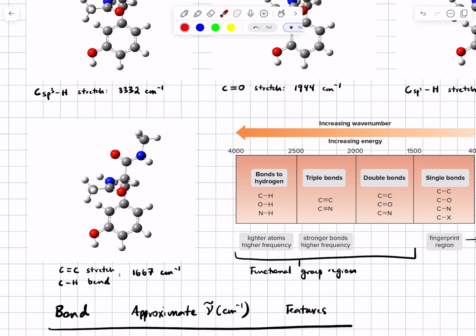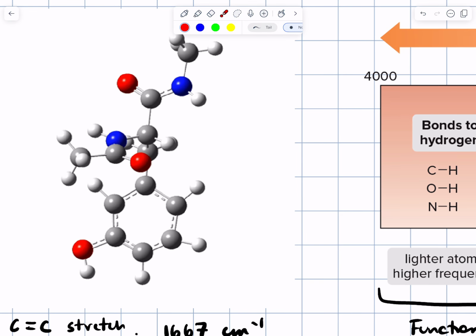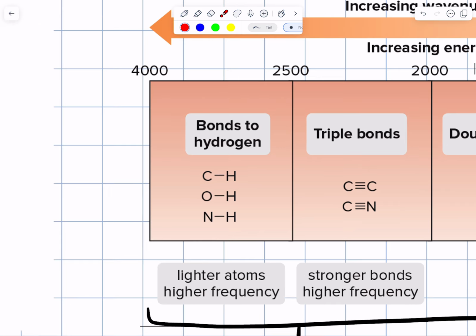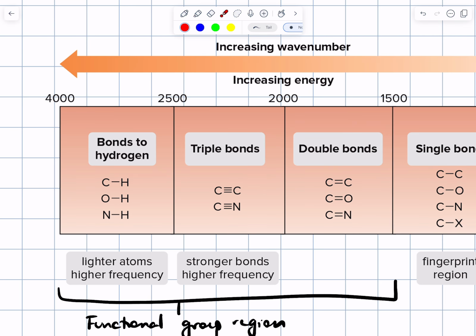So all of this is not for you to memorize, it's just for you to visualize what's going on. And frankly, this is too much detail. As long as you look at an IR spectrum and you're like, okay, that is an OH bond going like this, most of what we're going to be dealing with and interpreting is bond stretching rather than bond bending.